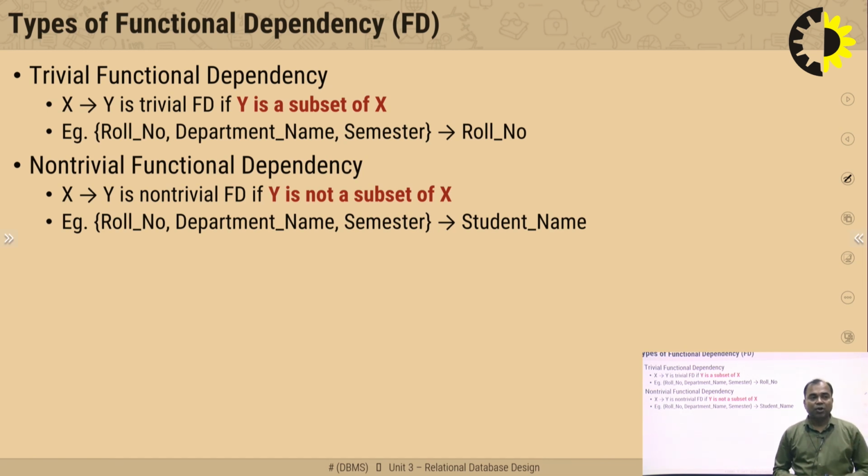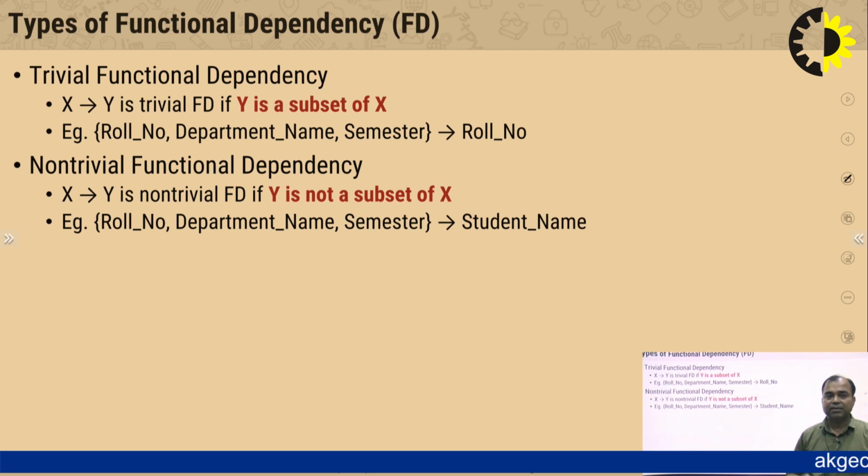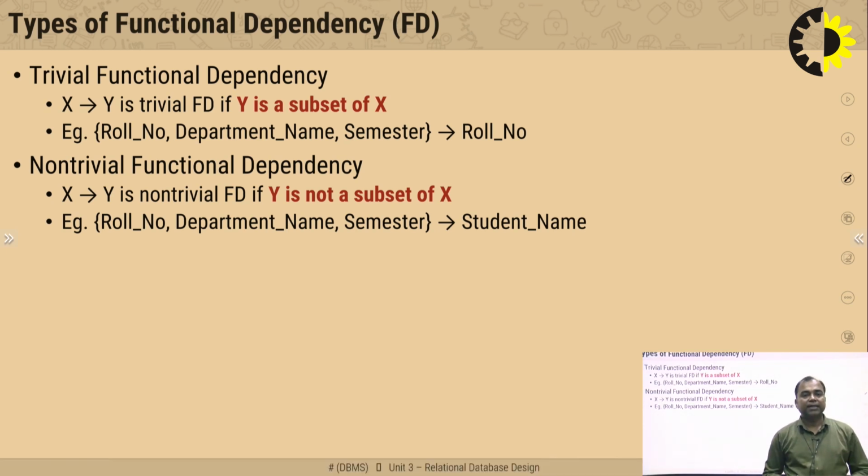Next, we can have a non-trivial functional dependency. If y depends on x, it is a non-trivial functional dependency when y is not a subset of x. We can take an example like this: roll number, department name and semester. The student name can be found with the help of roll number, because roll number is a primary key, so it can be determined. So the student name can be found with the help of these dependencies. Clear? These are the fundamental things we need to find the normalization of a table.